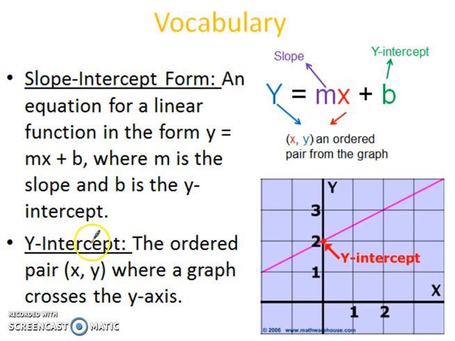Your y-intercept is the ordered pair where the graph crosses the y-axis, hence y-intercept. So our y-intercept would be 2 in this case. That's the b value.